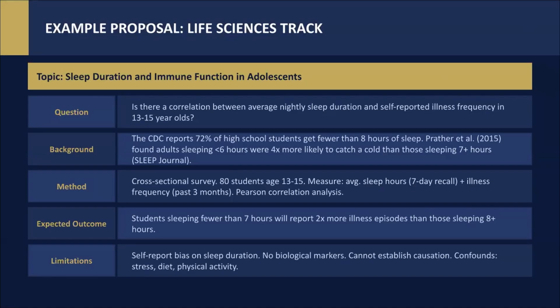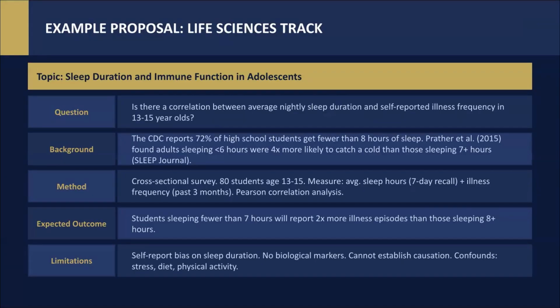The background. The CDC reports 72% of high school students get less than 8 hours of sleep, and it found that adults sleeping less than 6 hours were 4 times more likely to catch a cold than those sleeping over 7 hours. And then the method. Cross-sectional survey. 80 students aged 13 to 15 report average sleep hours, 7-day recall, and illness frequency over the past 3 months. Pearson correlation analysis.